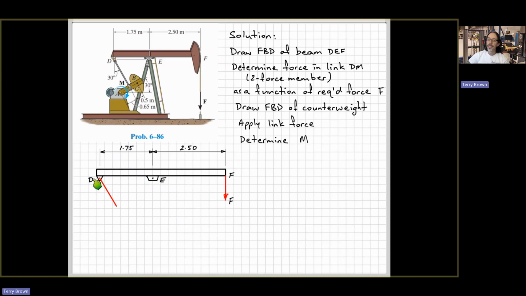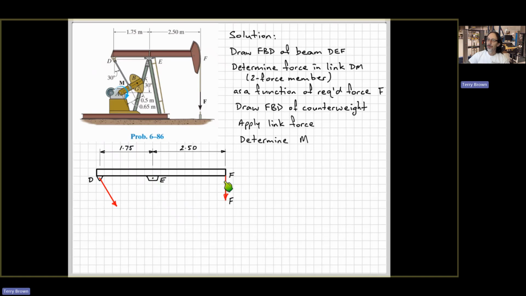Over here at point D, we've got a two-force member. So we know the force is going to be along the line that joins the two connecting points for that member, 30 degrees to the horizontal there. I put in the arrowhead already. But to work that out, we can imagine that we take moments about point E.